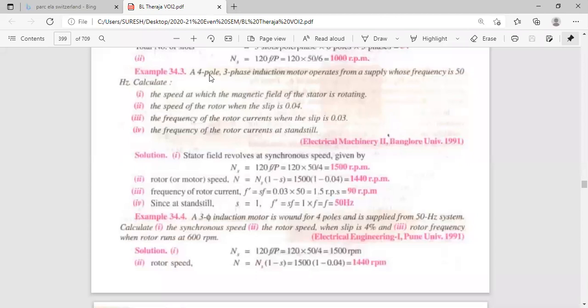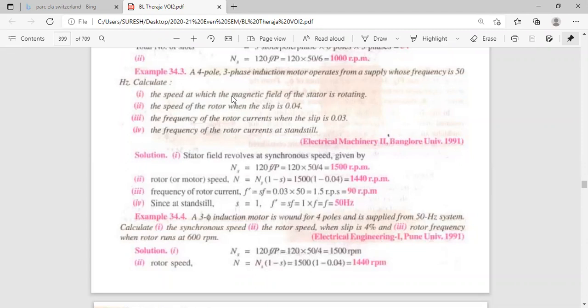What is P here? What is the P value? 4. Three-phase induction motor operates on a supply whose F is 50. Calculate the speed at which the magnetic field of the stator is rotating. Stator is rotating means Ns. Rotor is rotating means N. Remember, stator is rotating means Ns. Rotor is rotating means N.